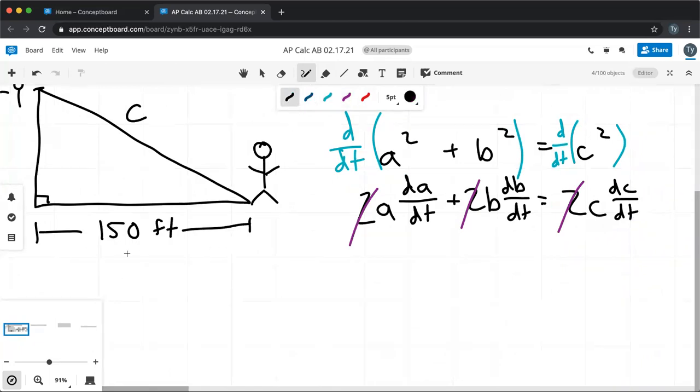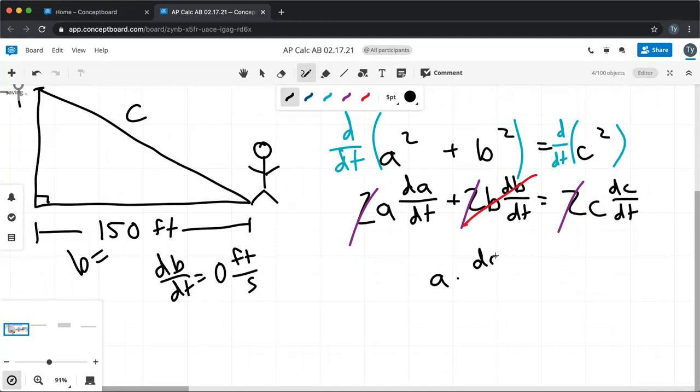We mentioned before how we were going to call this B, but that B isn't changing. It's always going to be 150 feet. We can interpret that to mean dB/dt is 0 feet per second. It's never changing. So if I plug in a 0 here, this term goes away. All I'm left with is A times dA/dt equals C times dC/dt.